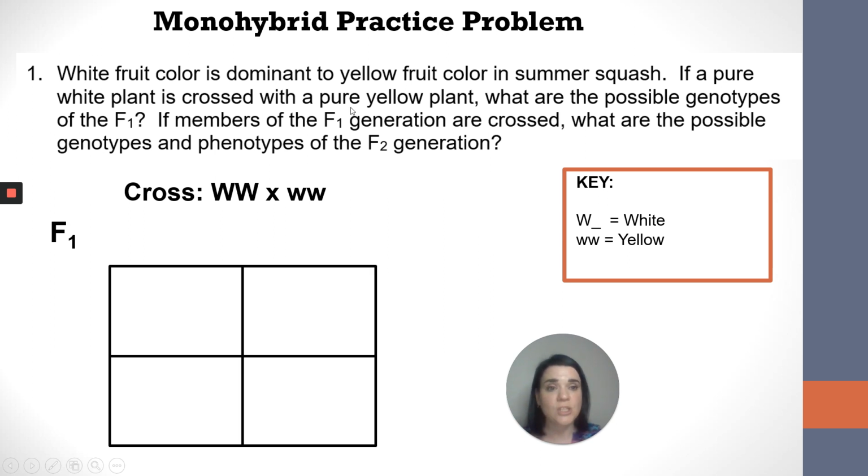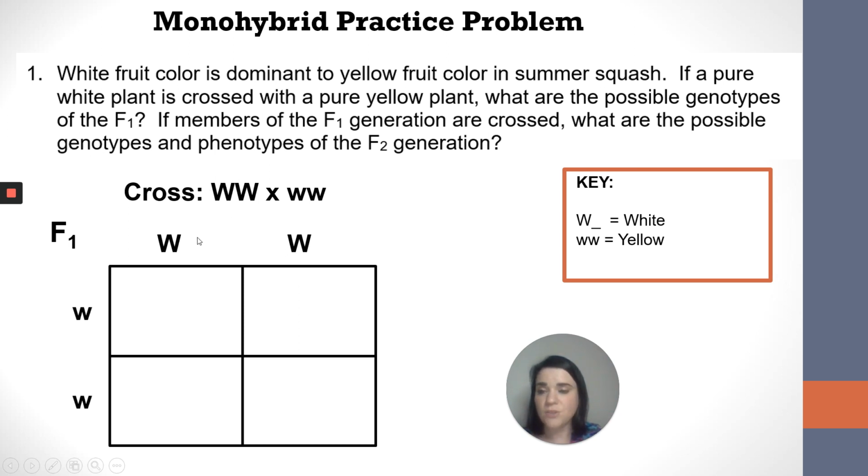So this will show the genotypes of the F1. We're going to put one of the parents on the top, and it doesn't matter which one you put where. It's going to give you the same results. Okay, so you're going to put capital W here for this parent.